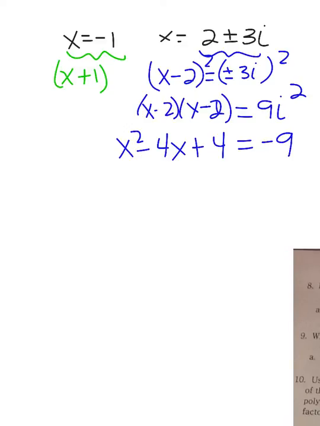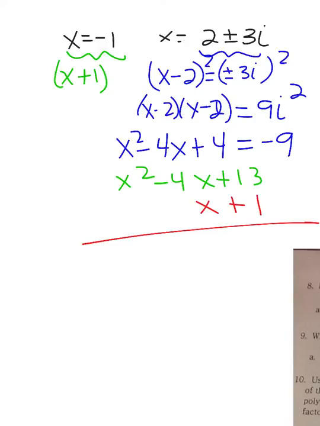I have to add 9 to both sides, so I get x squared minus 4x plus 13. Now I need to multiply that by x plus 1, so we will distribute. When I distribute here, I have 1 times 13 is 13, so that's positive 13.